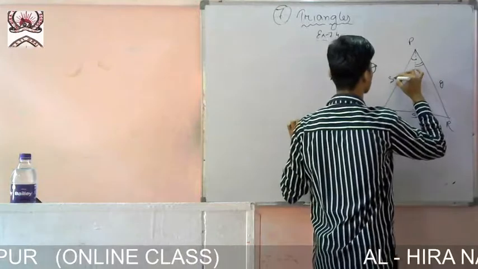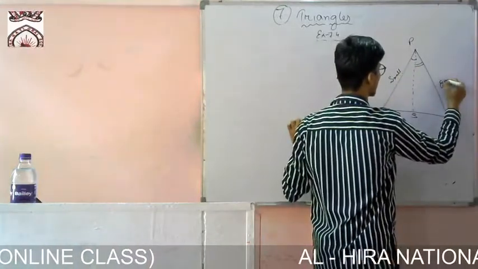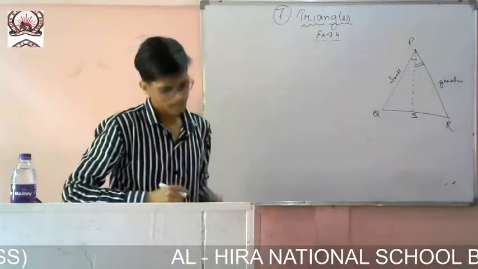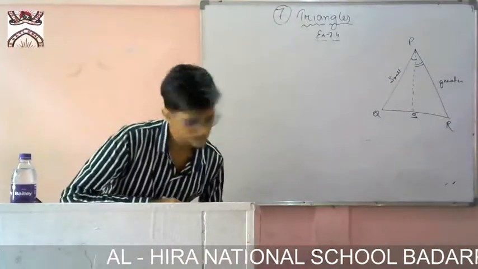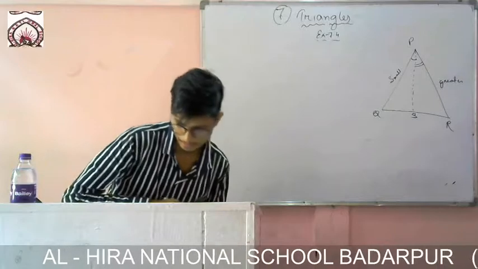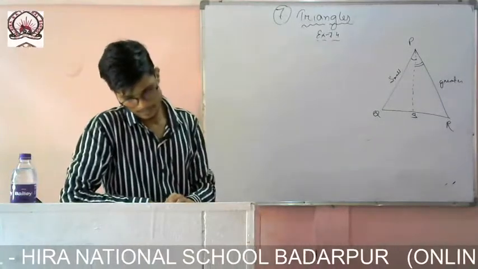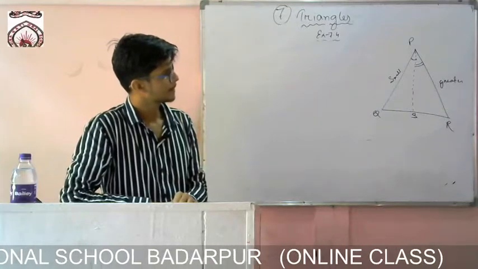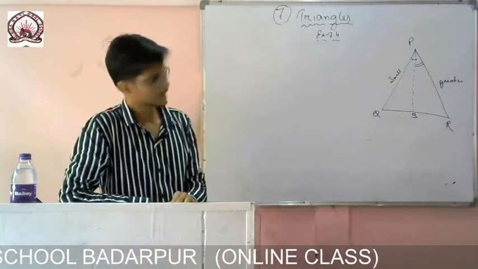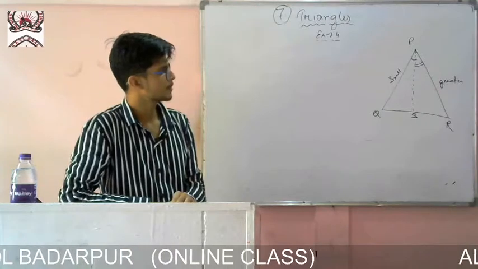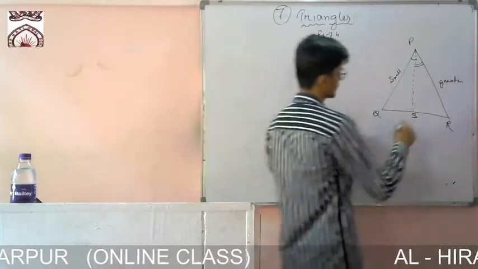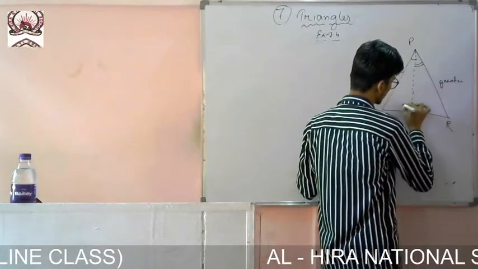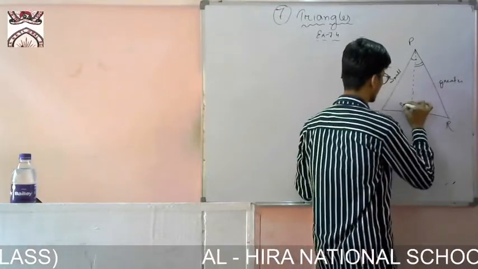I am writing this just for understanding purposes, you need not write this one. It is given that PR is greater than PQ and PS bisects angle QPR. Prove that angle PSR is greater than angle PSQ. You have to prove that this one is greater than that one, that means this one is small.